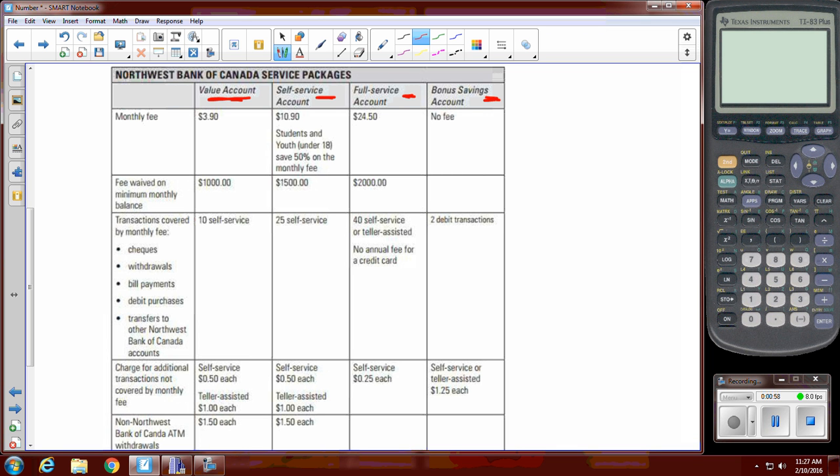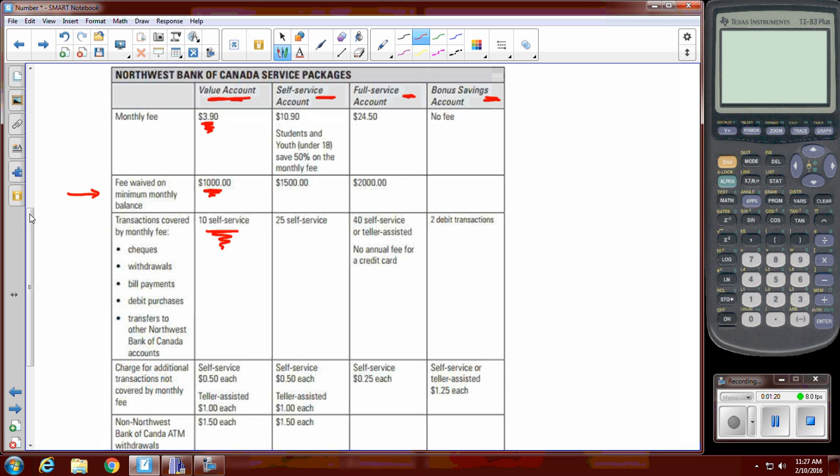So if you had a value account, every month they're going to charge you $3.90 to have that account there. But this next row says they're going to waive that fee. So basically not charge it if you can keep a minimum of $1,000 in there each month. And in this account, you're allowed to do 10 self-service transactions.